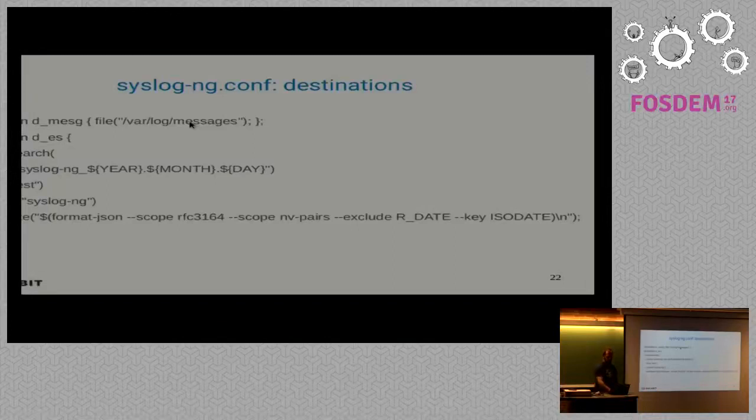Here are a few destinations, the typical var log messages. It's a flat file. The other one is more interesting. It's an Elasticsearch destination where you specify the index name, the type of the message, cluster name, and here you can see that it's using JSON formatting and selecting the different fields what to forward.